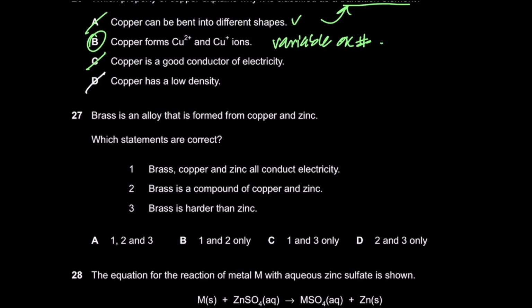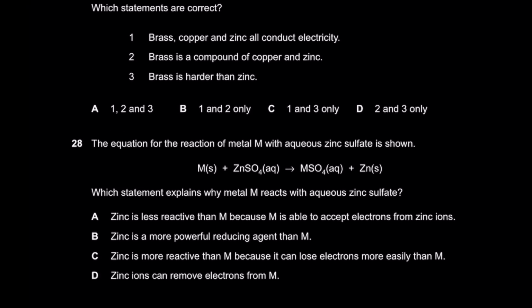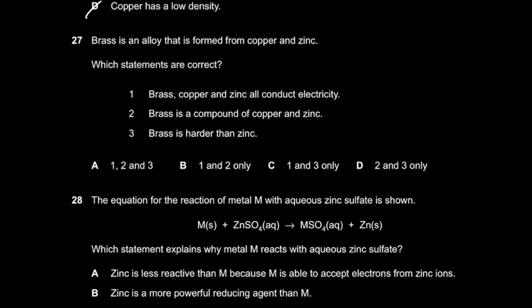So he's trying his best to confuse us, but he can't. Now it says brass is an alloy. Alloys are mixtures of copper and zinc. Which, oh, brass, copper, and zinc are all going to conduct electricity. I've been waiting for this question to be tested for so many years now. I teach this every single session, and it has been finally tested, sir.